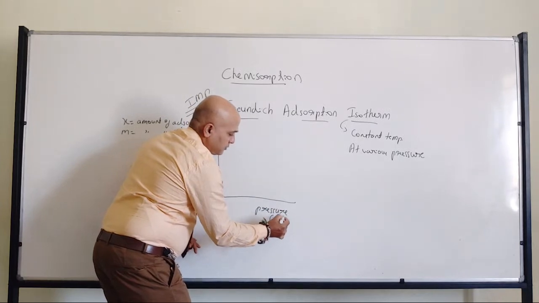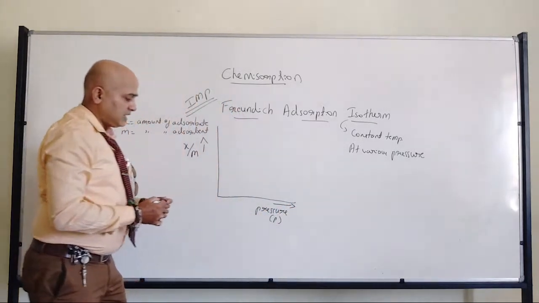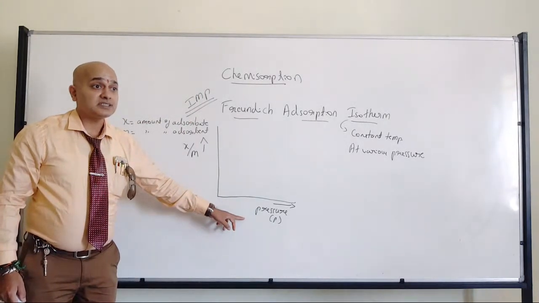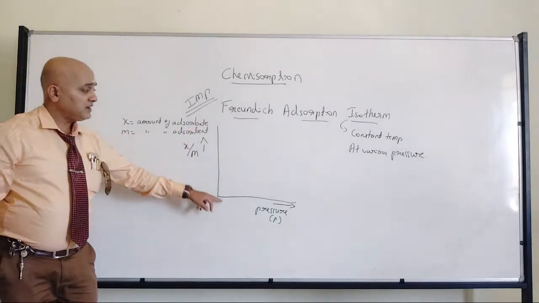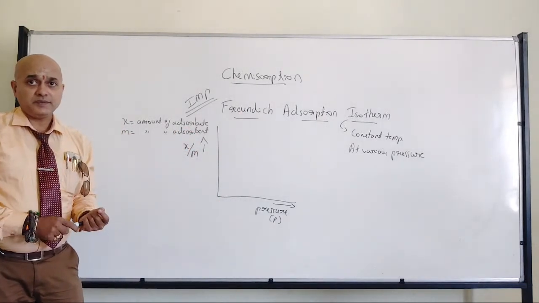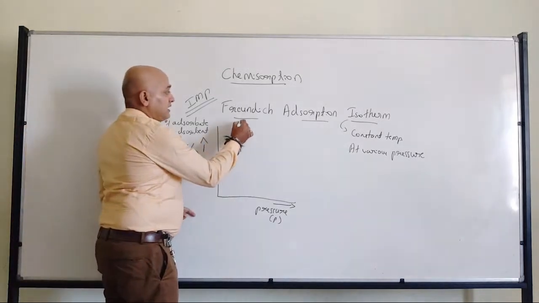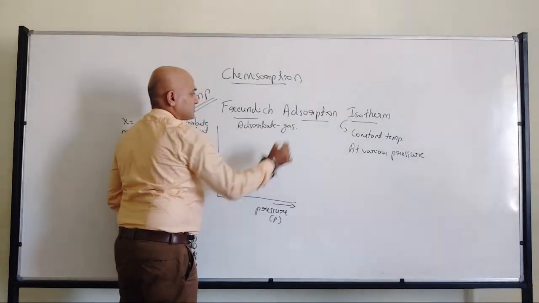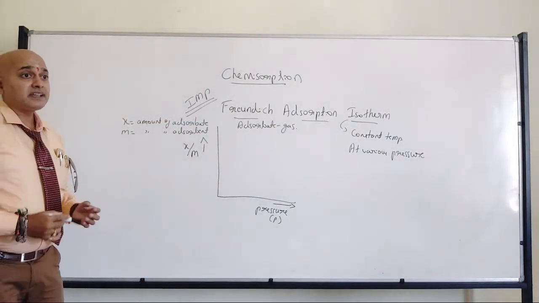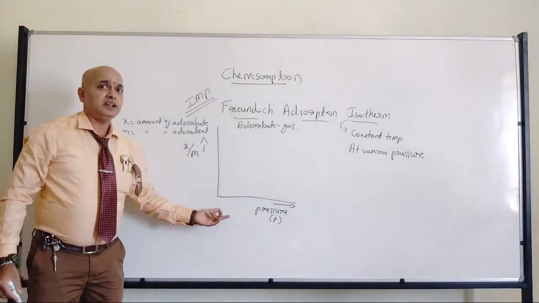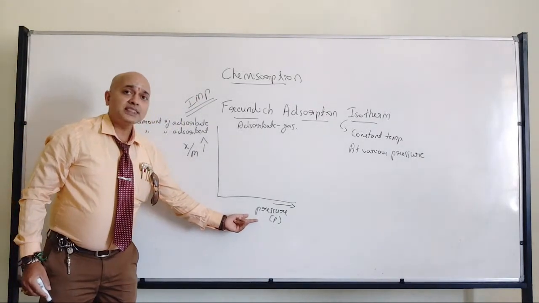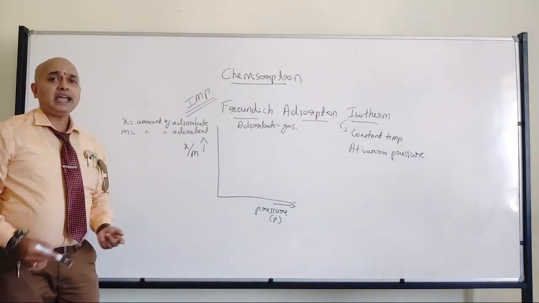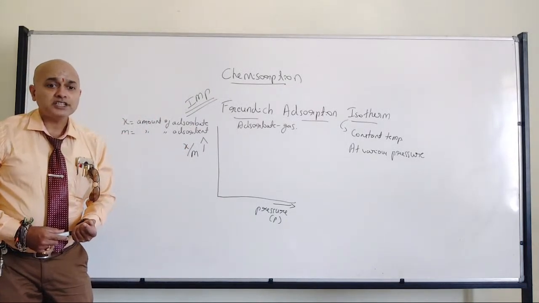It is related to pressure. That's where I have the x-axis. Since I am dealing with gaseous molecules as an adsorbate, this graph is applicable. I will repeat: here the adsorbate is a gas. So using that example, I have taken pressure on the x-axis and x by m on the y-axis. Have all of you understood?